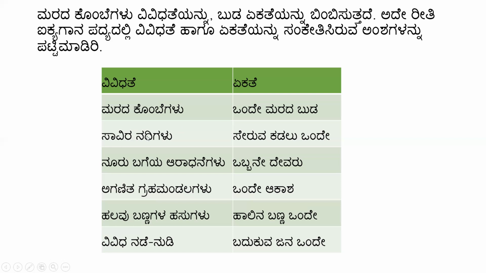ಸಾವಿರಾರು ನದಿಗಳು ವಿವಿಧತೆ, ಸೇರುವ ಕಡಲೊಂದೇ ಏಕತೆ. 100 ಬಗೆಯ ಆರಾಧನೆಗಳು ವಿವಿಧತೆ, ಒಬ್ಬನೇ ದೇವರು ಏಕತೆ. ಅಗಣಿತ ಗ್ರಹಮಂಡಲಗಳು ವಿವಿಧತೆ, ಒಂದೇ ಆಕಾಶ ಏಕತೆ. ಹಲವು ಬಣ್ಣಗಳ ಹಸುಗಳು ವಿವಿಧತೆ, ಹಾಲಿನ ಬಣ್ಣ ಒಂದೇ ಏಕತೆ. ವಿವಿಧ ನಡೆನುಡಿ ವಿವಿಧತೆ, ಬದುಕುವ ಜನ ಒಂದೇ ಏಕತೆ. So these are all the vividate, the diversity. These are all to indicate the unity.